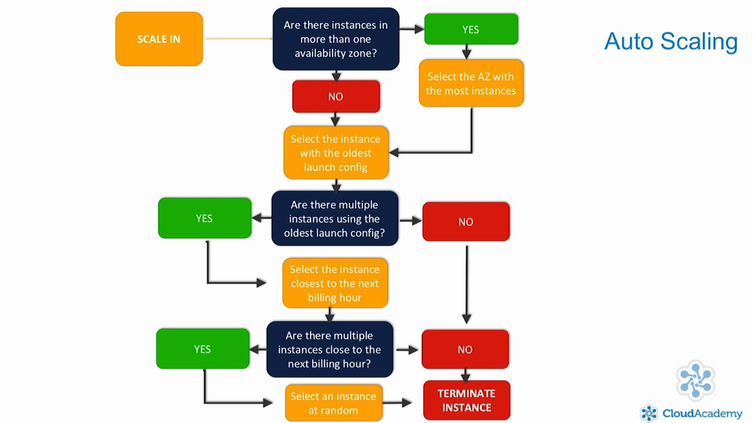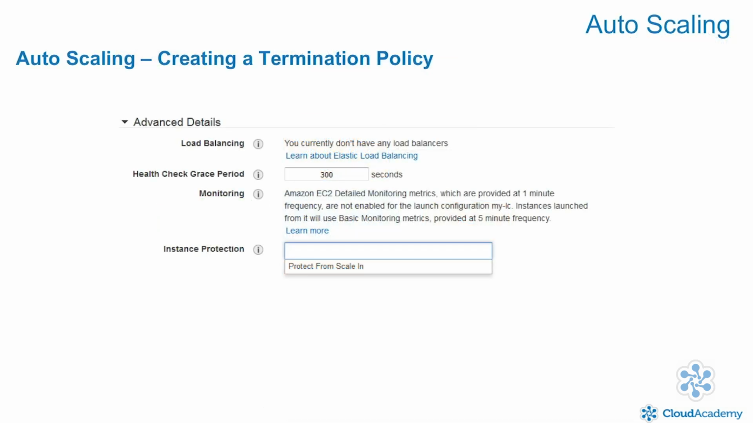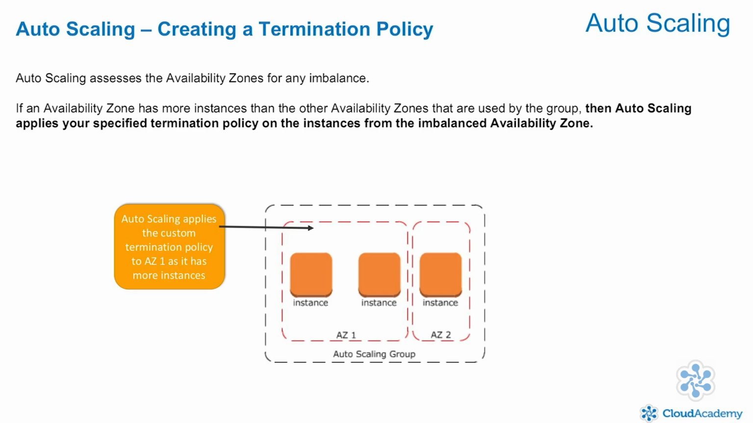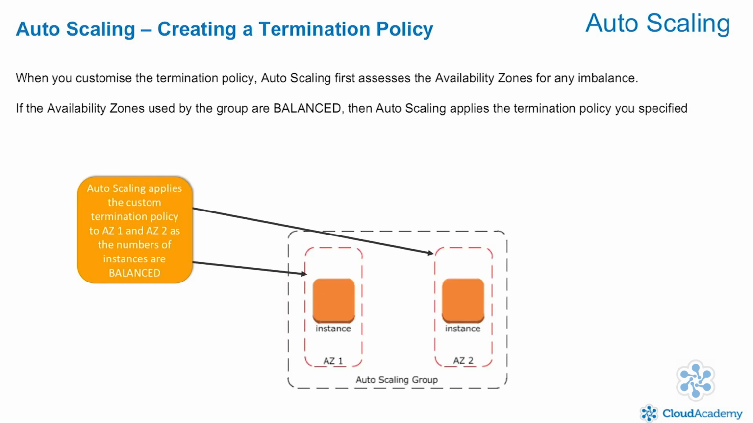All right. So how about creating your own termination policy? You have the option of replacing the default policy with a customized one. When you customize the termination policy, autoscaling first assesses the availability zones for any imbalance. If an availability zone has more instances than other availability zones that are used by the group, then autoscaling applies your specified termination policy on the instances from the imbalanced availability zone. If the availability zones used by the group are balanced, then autoscaling applies the termination policy that you specified.